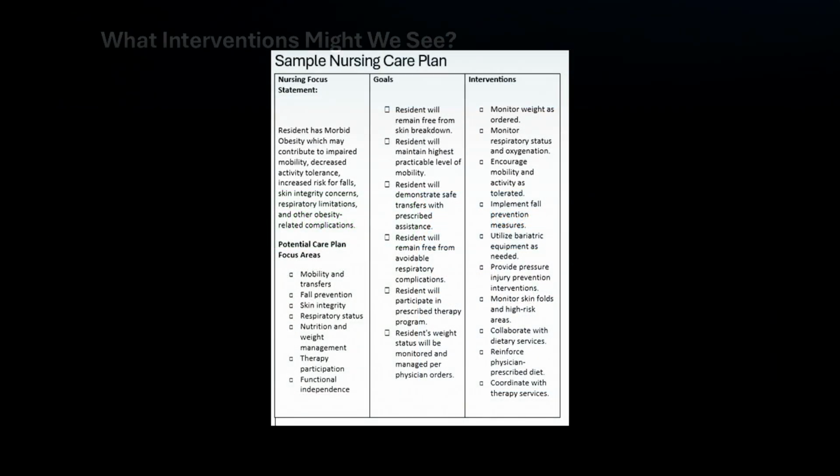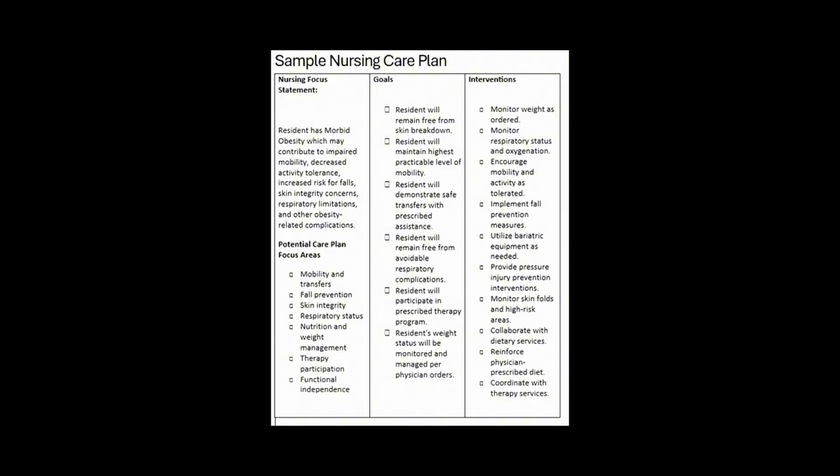Now let's look at a sample care plan. As you review the example, notice how the care plan reflects the resident's individual needs and the potential impact of morbid obesity on daily function and overall care. Care plan focus areas may include mobility and transfers, fall prevention, skin integrity, respiratory status, nutrition and weight management, therapy participation, and maintaining the highest practicable level of function.